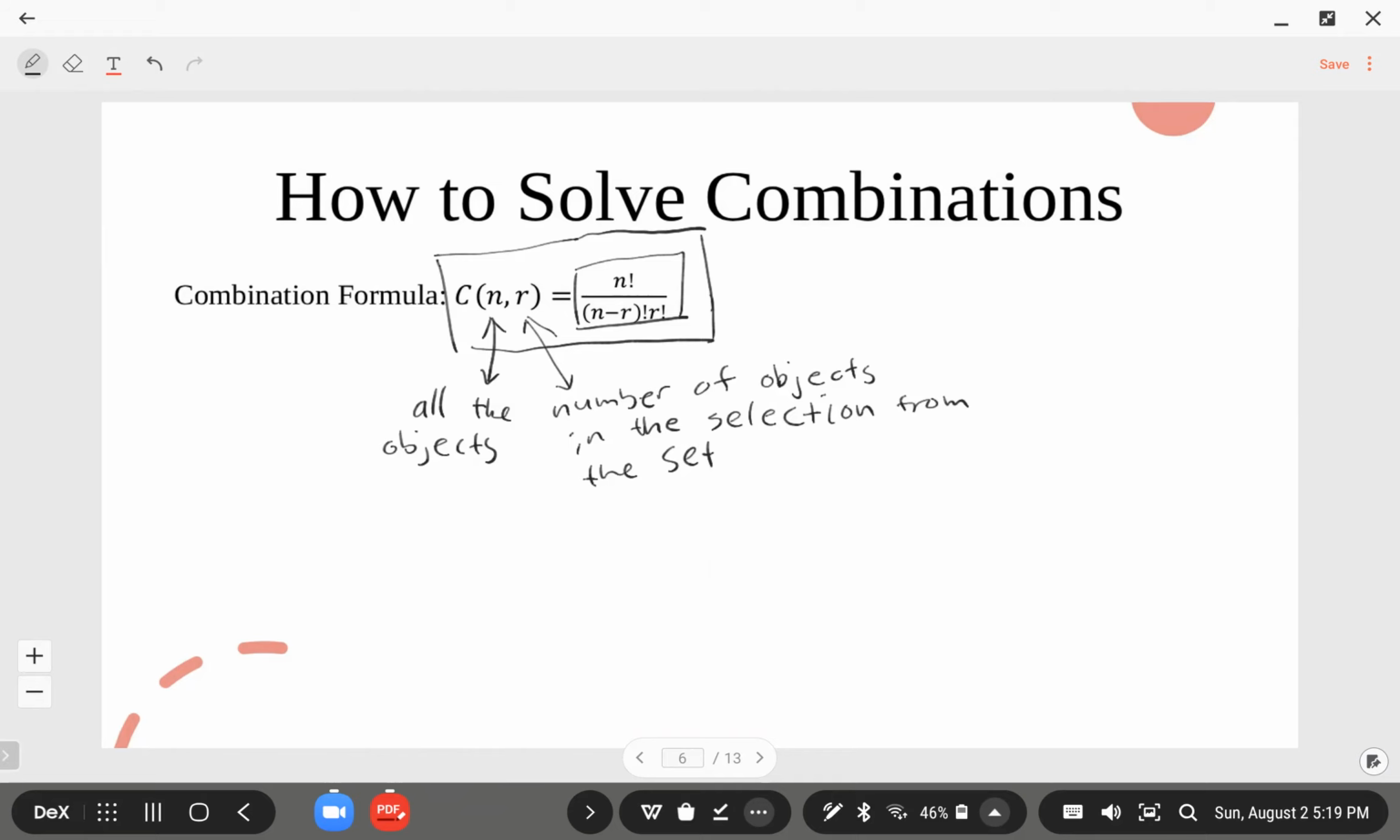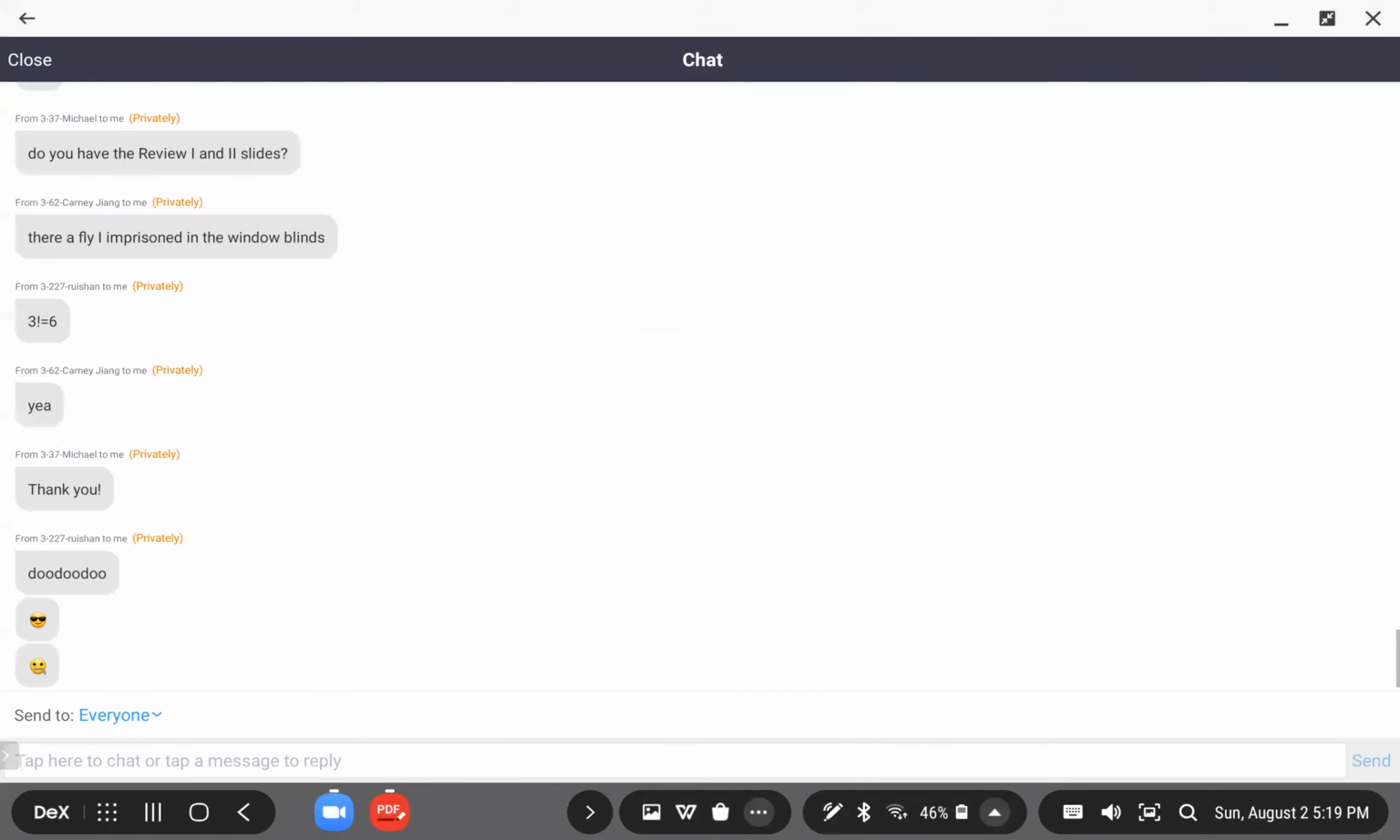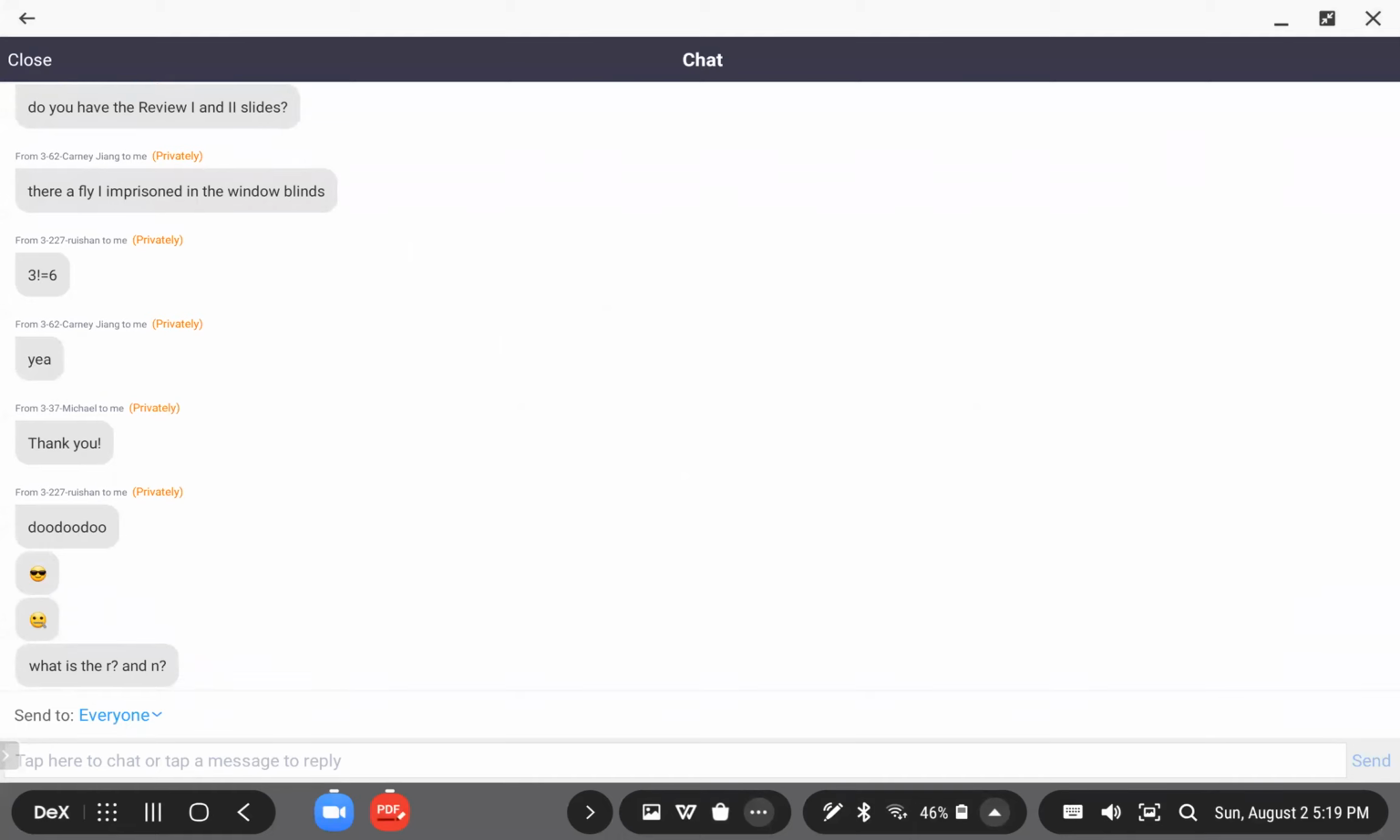Let's explain it in an example. But first, does everybody understand this combination formula and what N and R stand for? Does everybody understand? Yes or no?